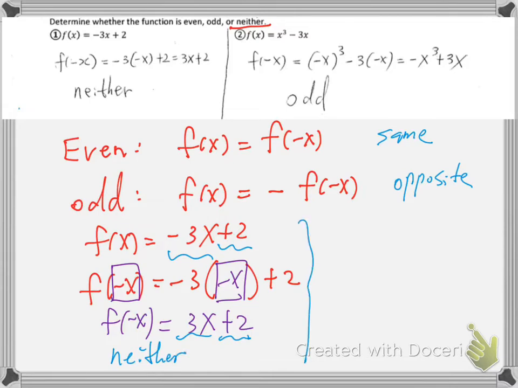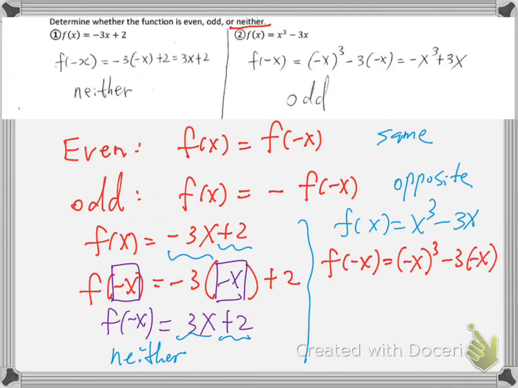The second example, f of x is x cubed minus 3x. So what's f of negative x? F of negative x is negative x cubed minus 3 times negative x. The input is negative x. So f of negative x is negative x cubed plus 3x.